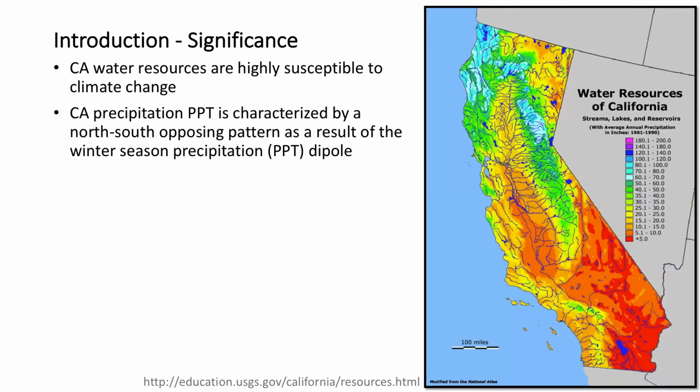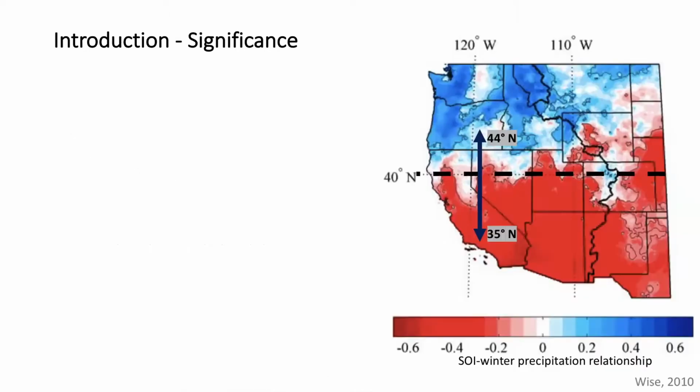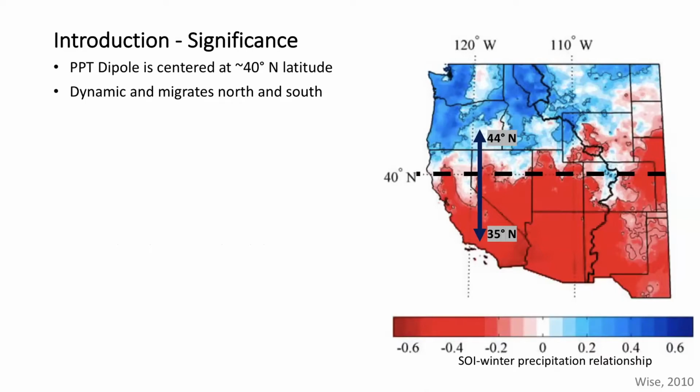The modern distribution of precipitation in the Western United States is characterized by a north-south antiphase pattern as a result of the winter season precipitation dipole, also known as the Western United States Precipitation Dipole. The dipole's latitudinal position is centered at 40 degrees north latitude. However, the position is dynamic and migrates north and south over time.